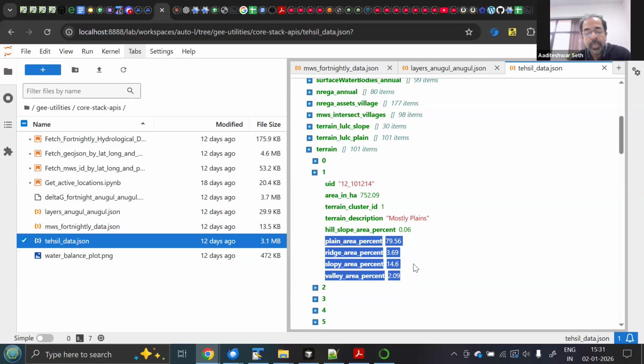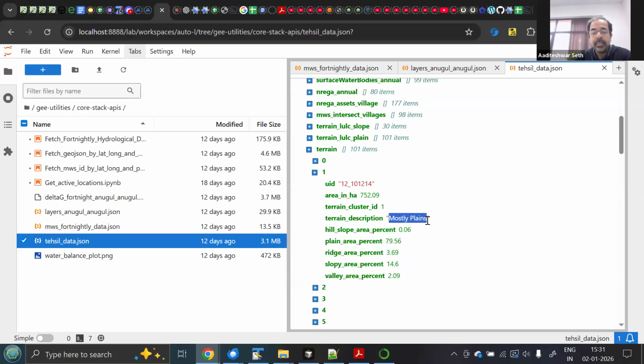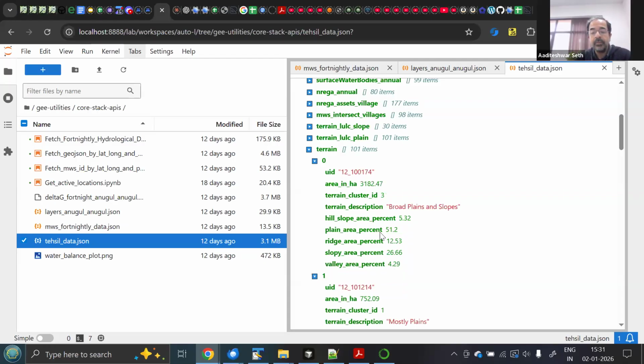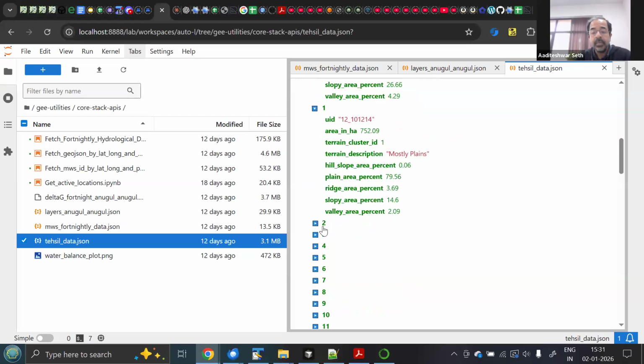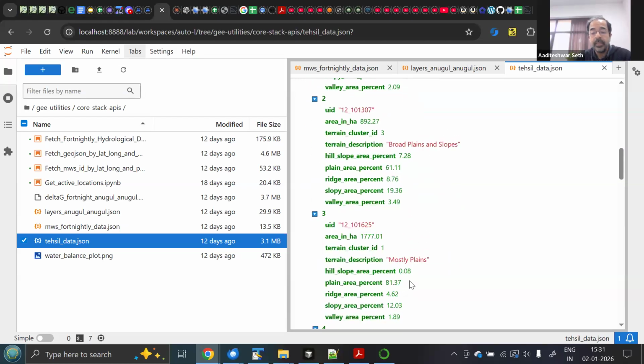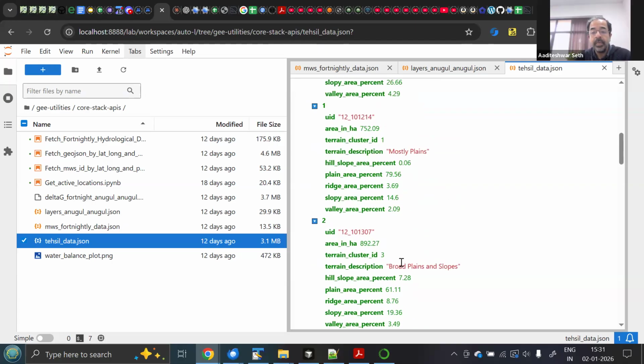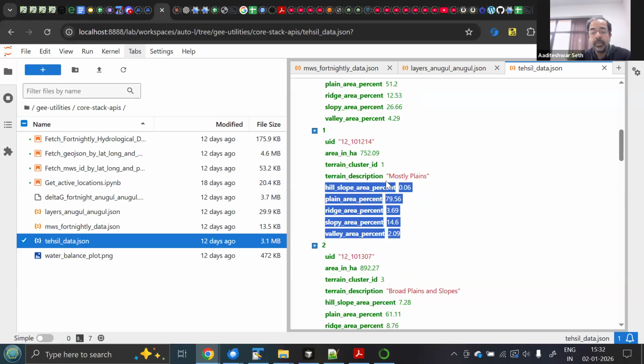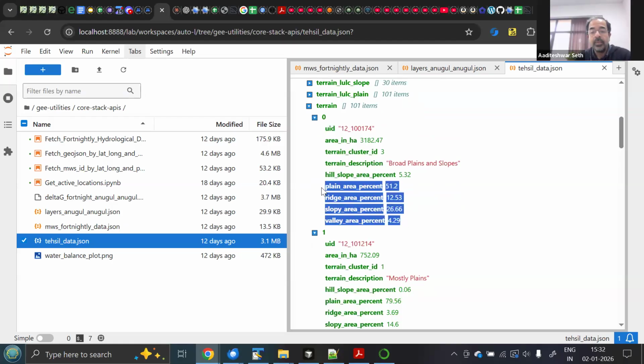You can, of course, do other things also. You can do a clustering, for example, and you'll see that these microwatersheds are of one type and these are of another type. In fact, that's what we do. So this thing called mostly plains is coming from that: there are a bunch of microwatersheds which will be mostly plain, like this one. The percentages here are similar to the percentages here. So a lot of these microwatersheds belong to the same type called mostly plains, which we derive through clustering.